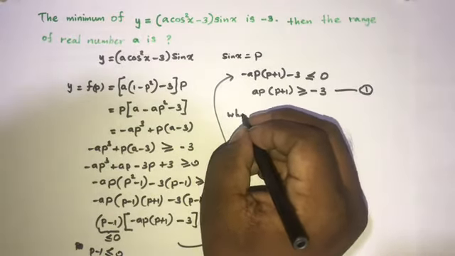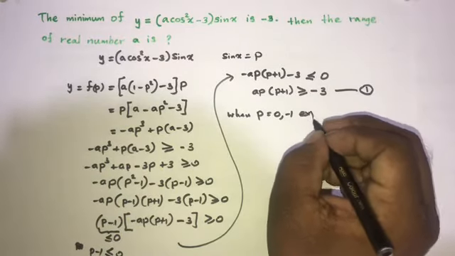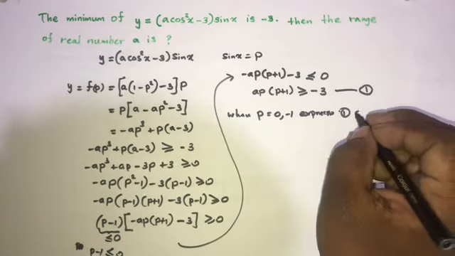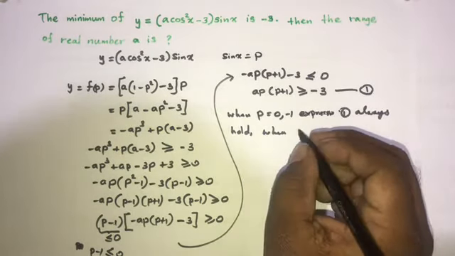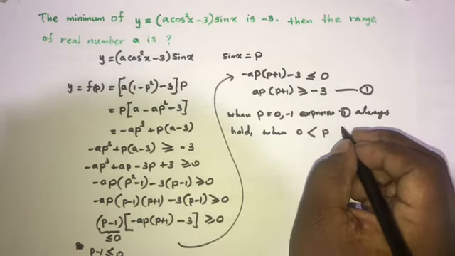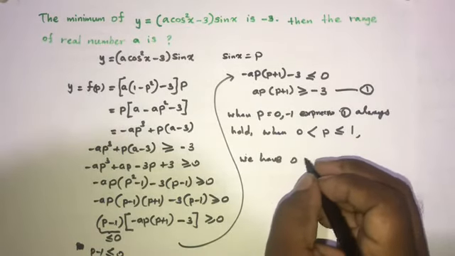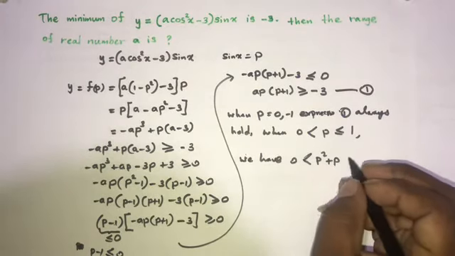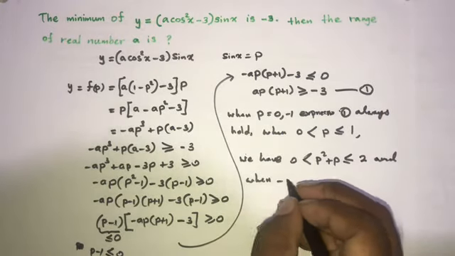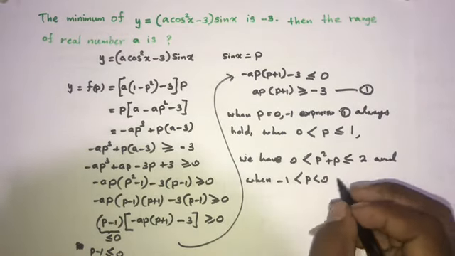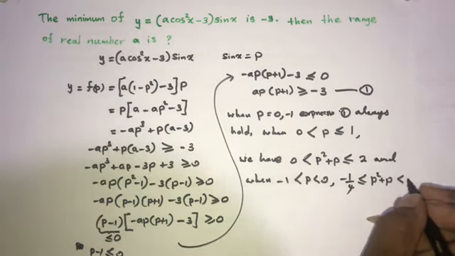Now when p is equal to 0 or minus 1, expression 1 always holds. When 0 is lower than p lower than or equal to 1, we have 0 lower than p squared plus p lower than or equal to 2. And when minus 1 is lower than p lower than 0, we know minus 1 over 4 is lower than or equal to p squared plus p lower than 0.